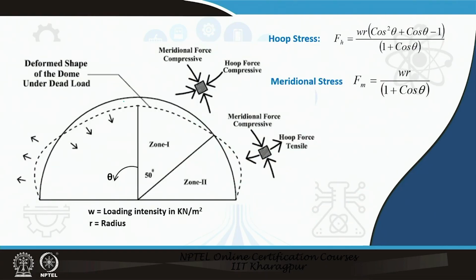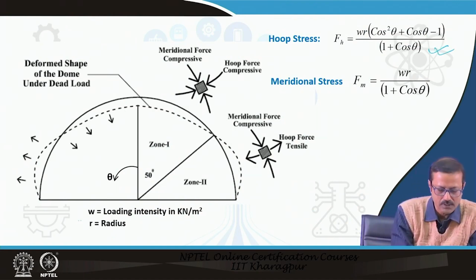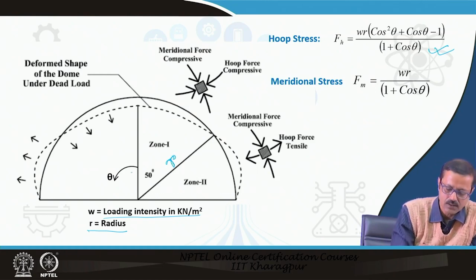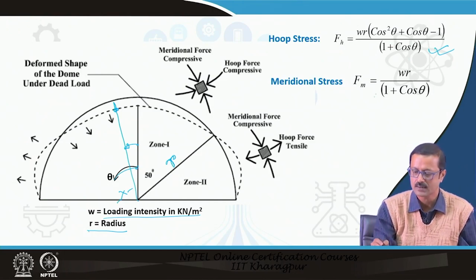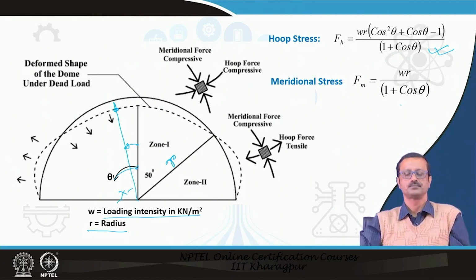Now, if you see the formula, the derivation of the formula is not in our scope. Hoop stress is given by this formula, where W is the loading intensity, how much is the load, and R is the radius. The angle theta is measured from the top to bottom, from this point onwards. If you want to find the stresses at any angle, you have to find it with respect to this, not this. So the hoop stress is given by WR into (cos square theta plus cos theta minus 1) by (1 plus cos theta), whereas the meridian stress is given by WR by (1 plus cos theta).